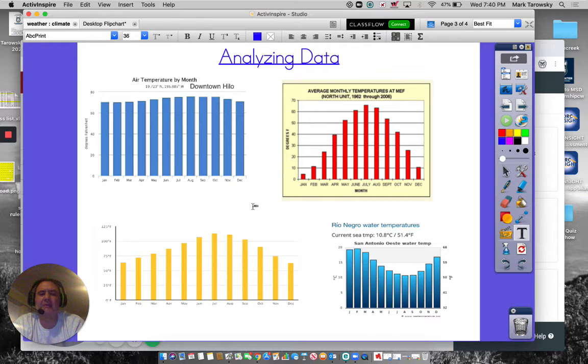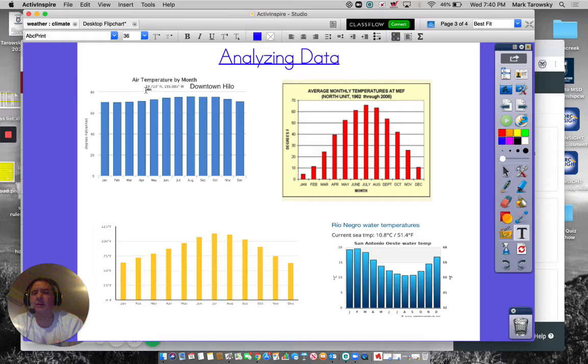So the first thing we're going to do is look at some different air temperatures. We've got some air temperatures. We even have water temperature on one of the places, the Rio Negro, which is a river down in South America. Each one of these graphs is a bar graph, and it is showing a typical temperature over the course of the year separated by the months.